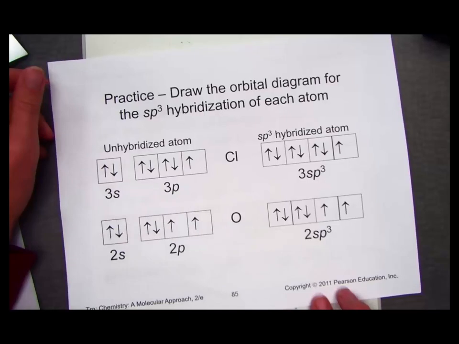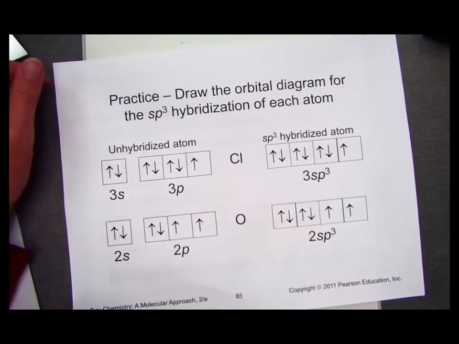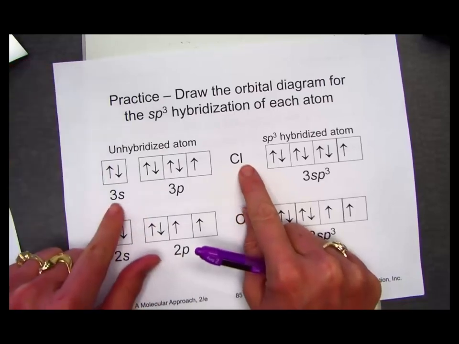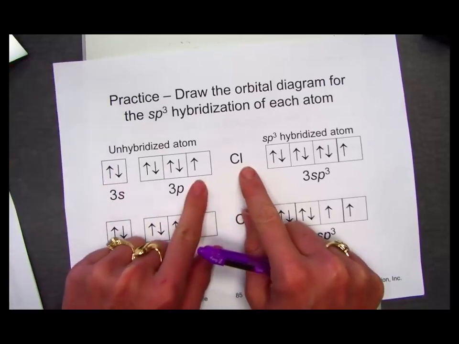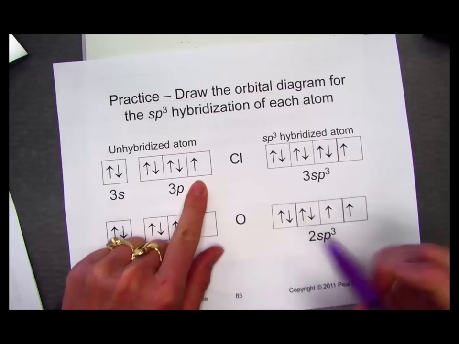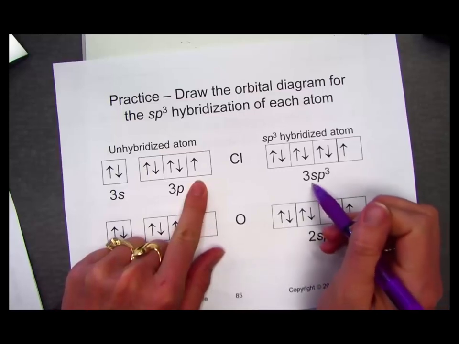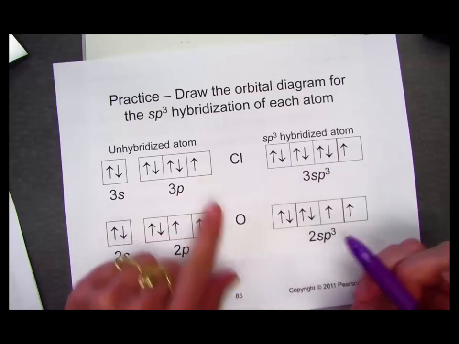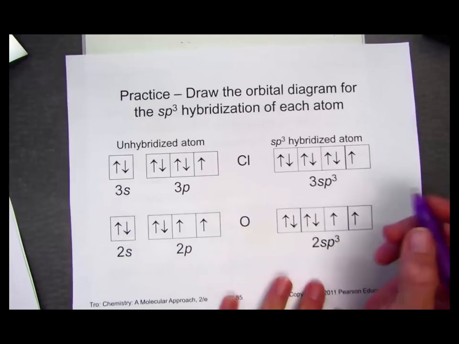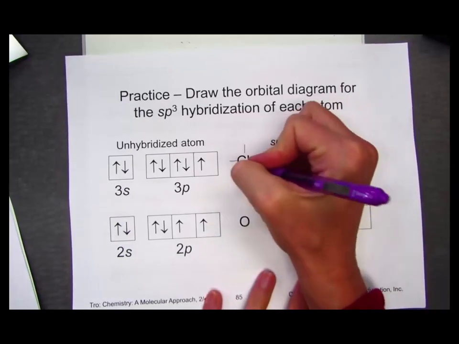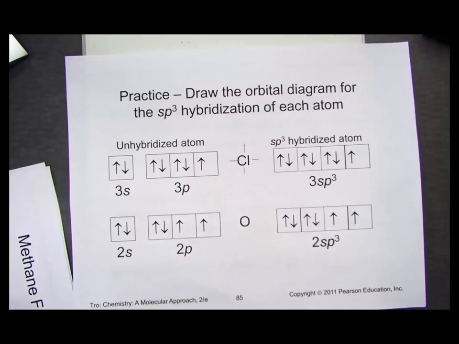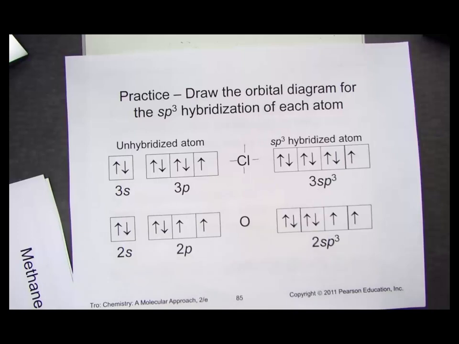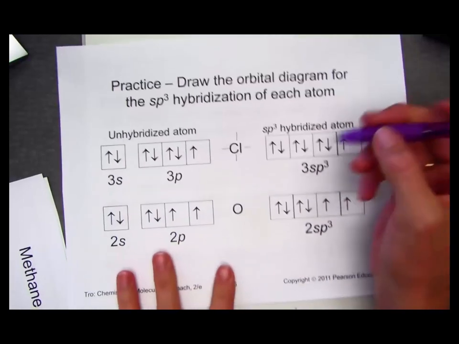Draw the orbital diagram for the sp3 hybridization of each atom. Well, here's chlorine. 3s2, 3p5 would be its normal configuration. And again, if I place chlorine around a central atom, 1, 2, 3, 4, 5, 6, 7 valence electrons. Chlorine, with its 7 valence electrons, will create 4 bonds. sp3, 4 domains. This gets just very simple if I use finger-thumb rule.